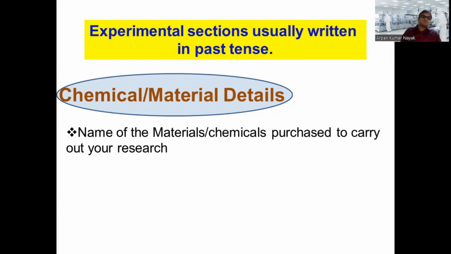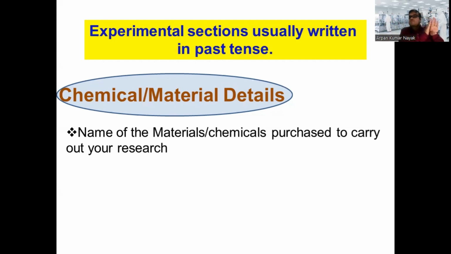So that purity you should mention. One more thing: this experimental section, or methodology section, is always written in the past tense. How is it written? Suppose you are using these chemicals, then these chemicals were purchased, or we can write were obtained.